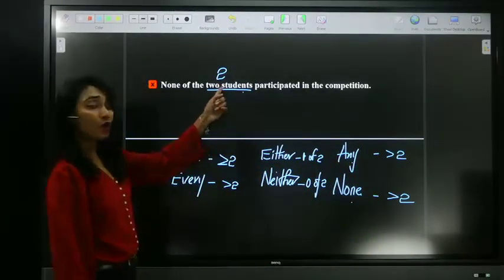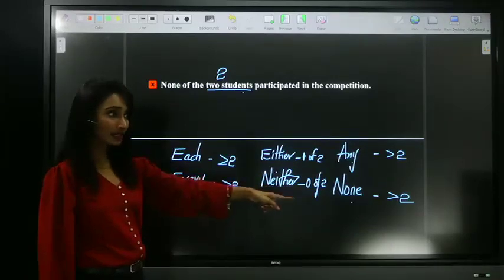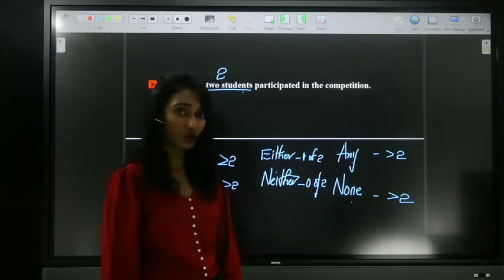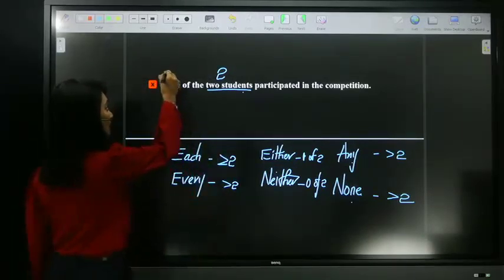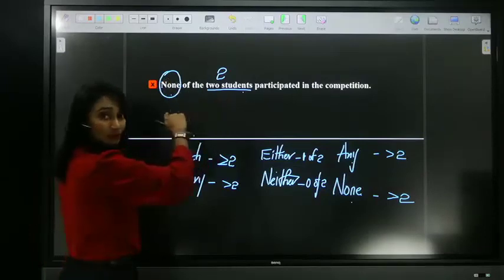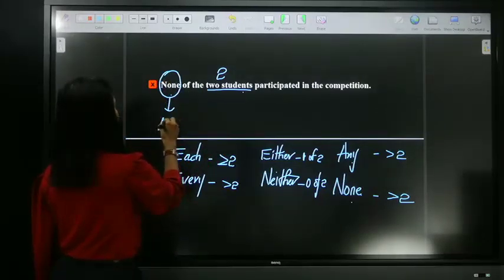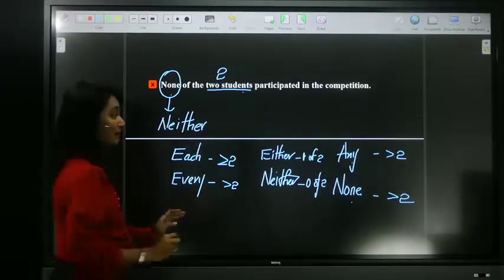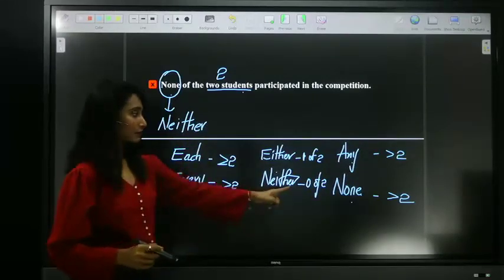But here we have only two and we are talking in negative sense. None is for negative, right? So here two students are there. So my sense is not even one of those two. So replace none with neither. Remember this, guys. Neither is used for zero of two.